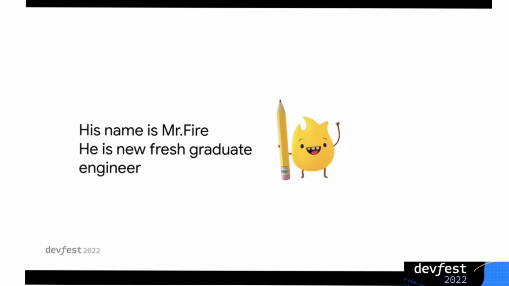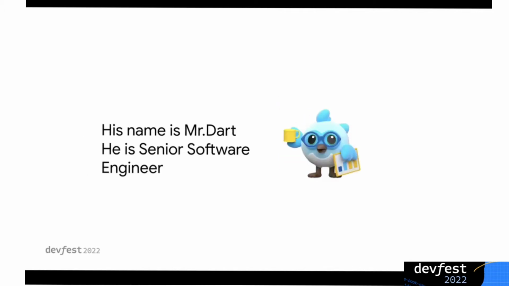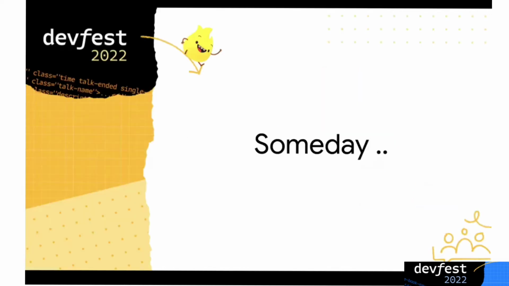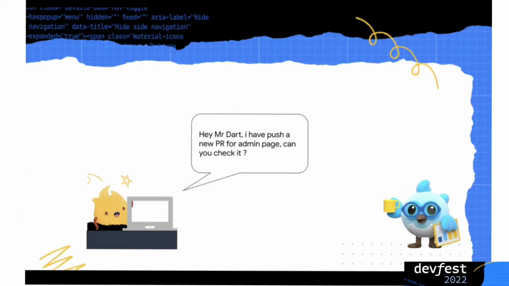His name is Mr. Fire and he is a fresh graduate engineer. And there is another person, his name is Mr. Dart and he is a senior software engineer. Actually, they are childhood friends who have the same interest in tech. So someday, Mr. Fire has some problem.